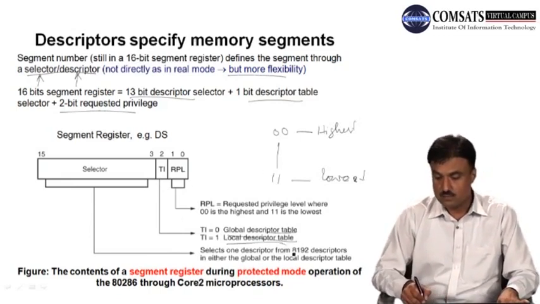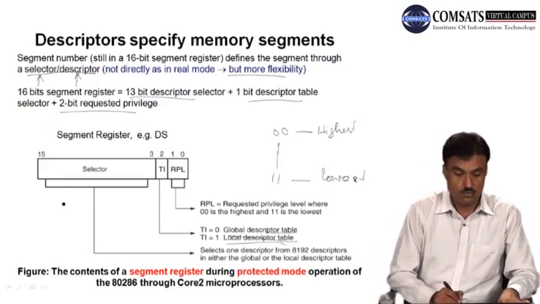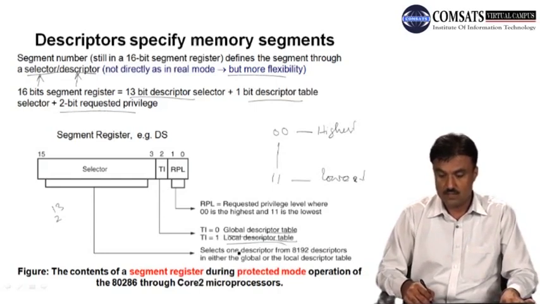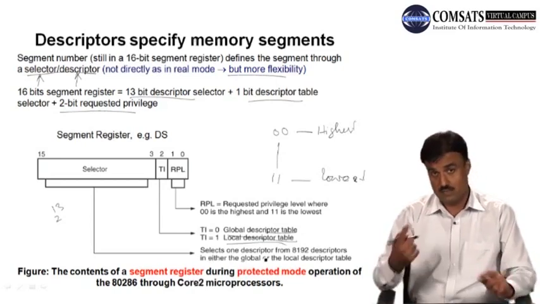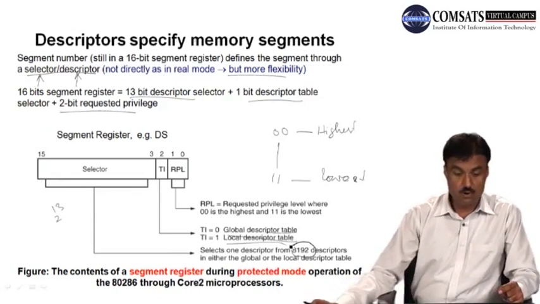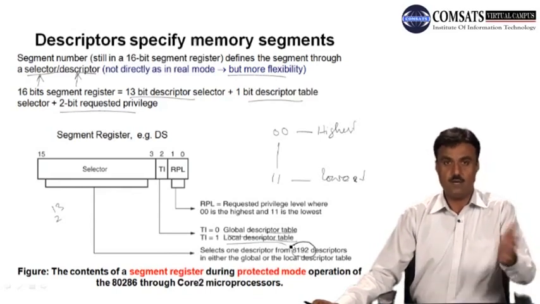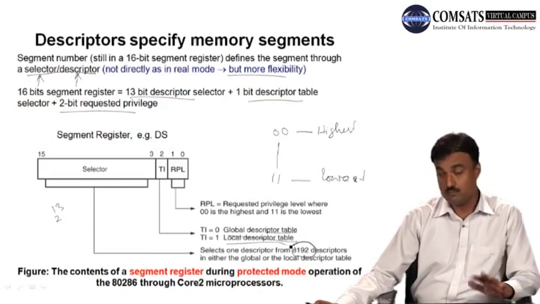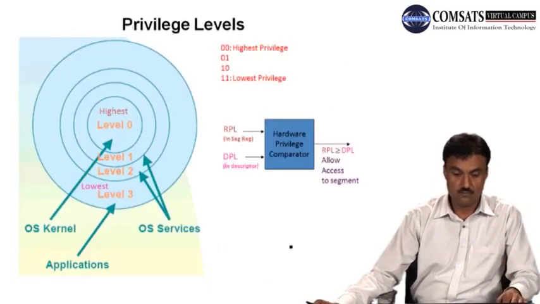The selector selects one of the descriptors out of 8192, because 2 to the power 13 is 8192, in either the global or the local descriptor table. In the initial slide we discussed that there are 8192 descriptors. So these were the contents of the segment register in protected mode. In real mode, this is a flat 16-bit register that stores the base address, but in protected mode it contains different information.